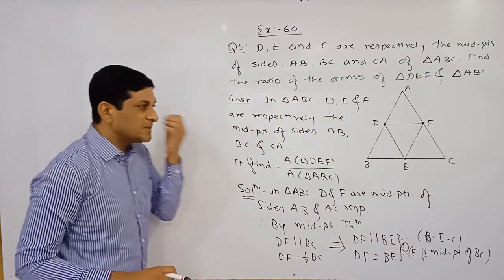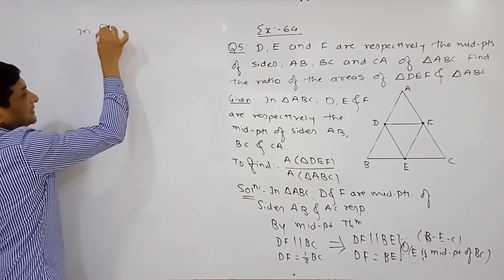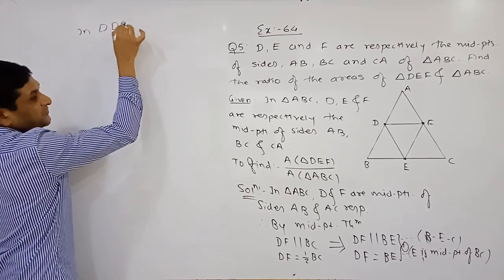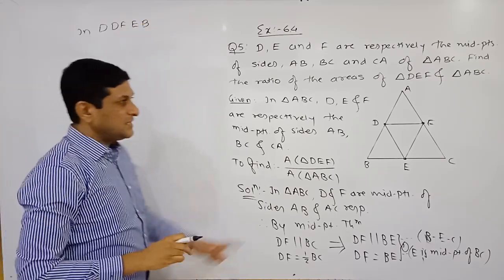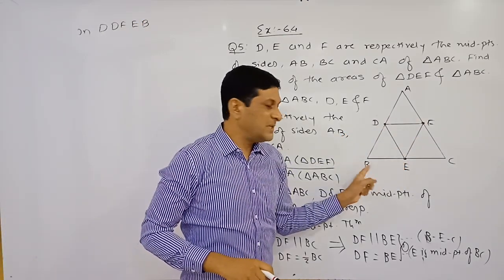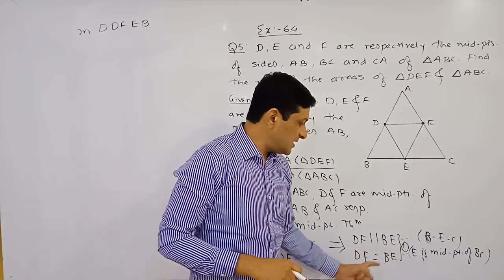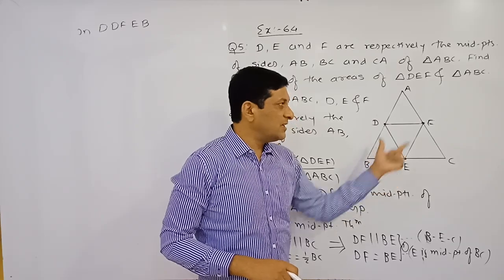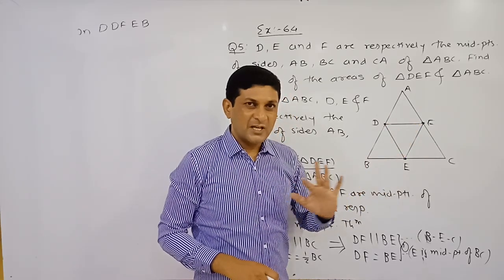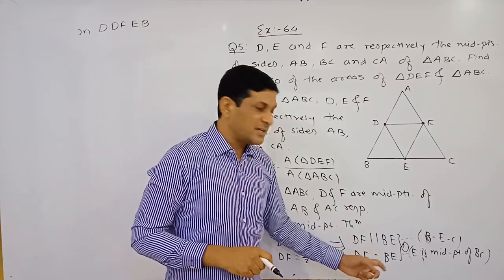Now we are considering a quadrilateral. So in quadrilateral DFEB, what result have we shown here? DF is parallel to BE and DF is equal to BE. Means we have shown that one pair of opposite sides is parallel and also equal.